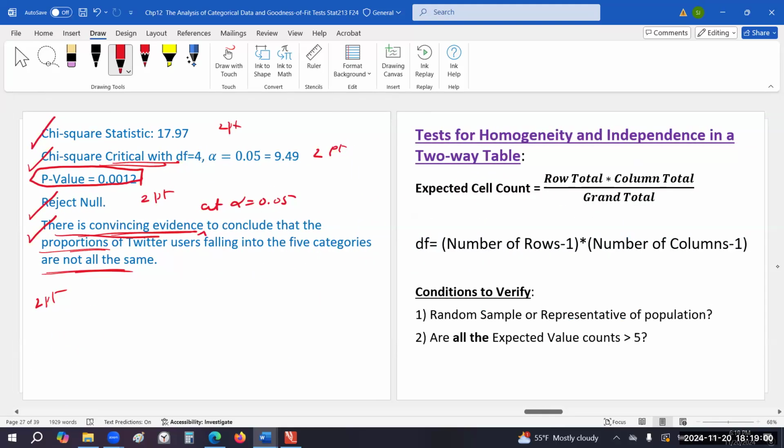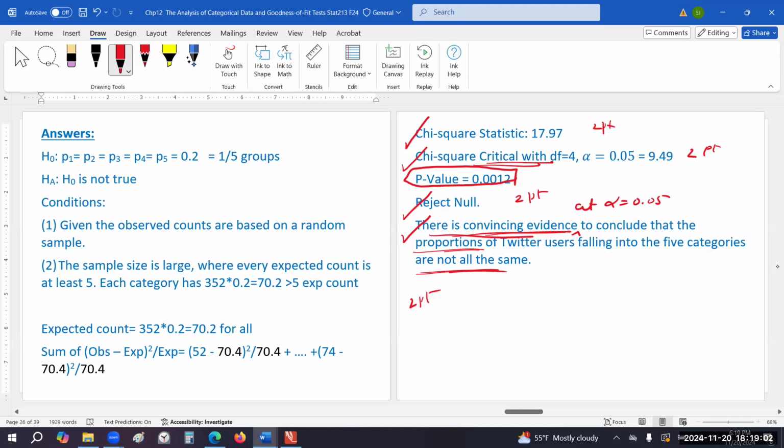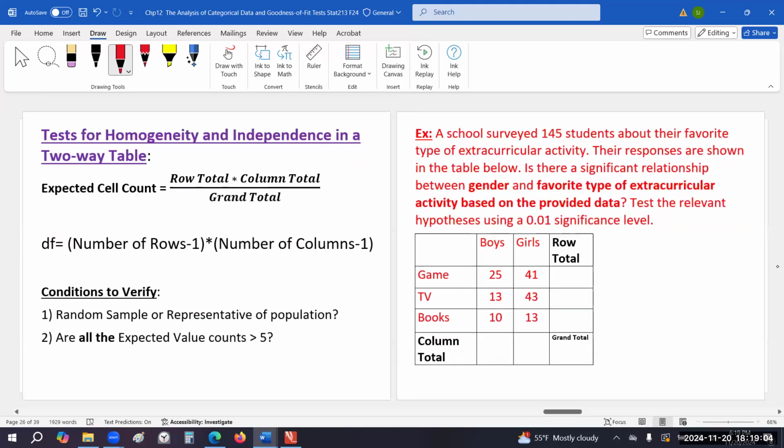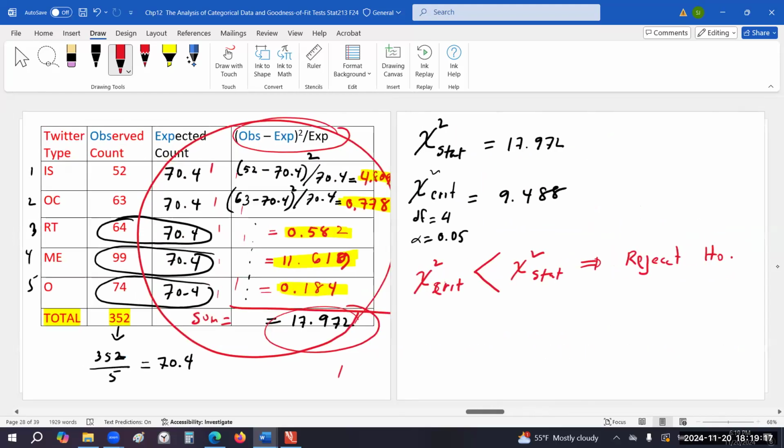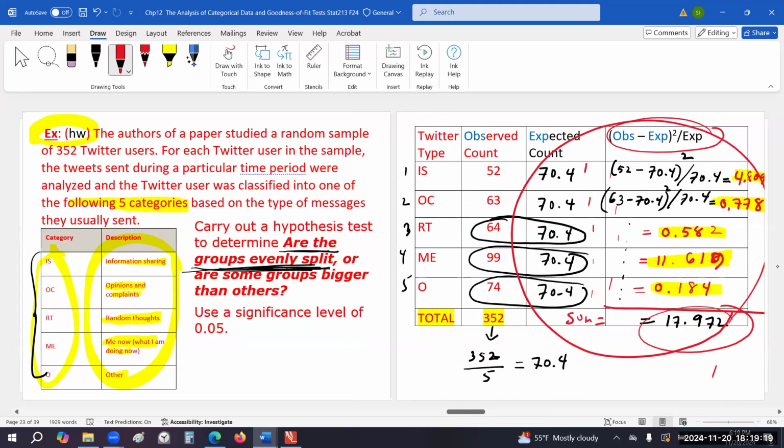So that's all that will be in exam 2. We have one more thing to discuss in chapter 12, but I'm going to show you after the exam because I'm not going to put this in the exam. Okay. So any question on chapter 12?